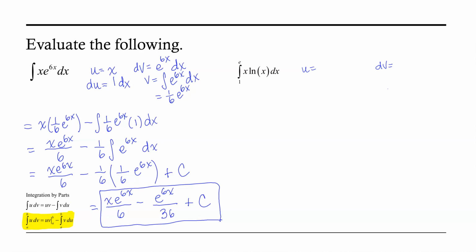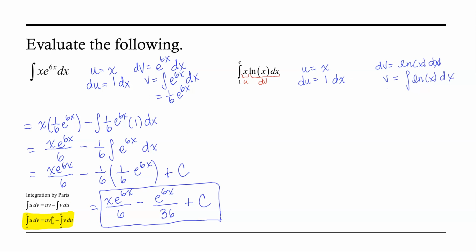And so for this particular problem, we basically have two choices. We could let x equal u and ln of x dx equal dv. What would the result of that be? So if we let x equal u and ln of x dx equal dv, what would that mean? Well, du would be the derivative of x, so that's 1 dx. Dv would be the antiderivative of ln of x dx.